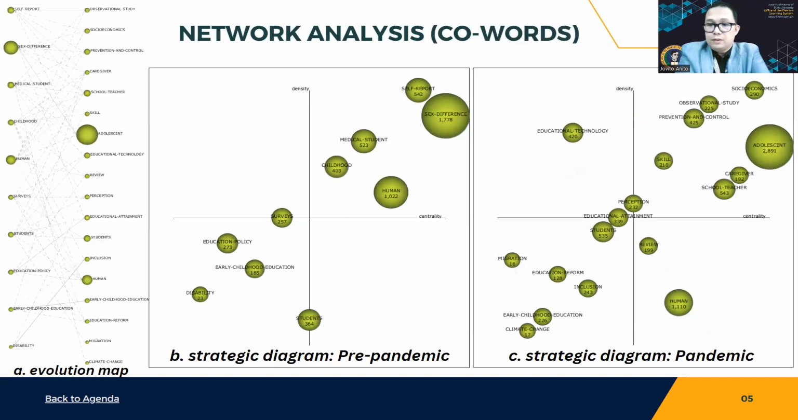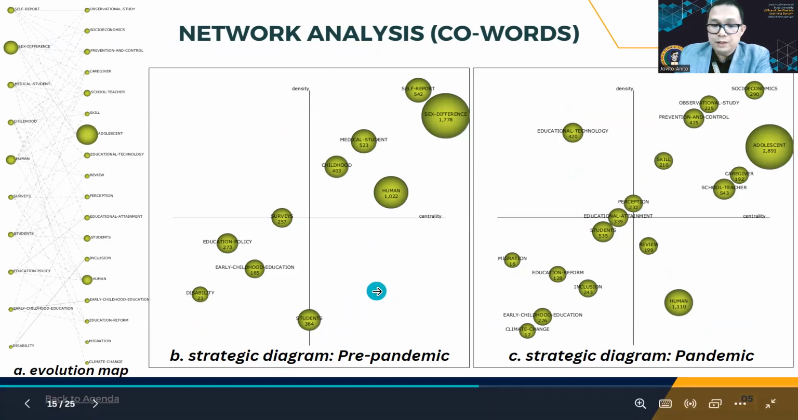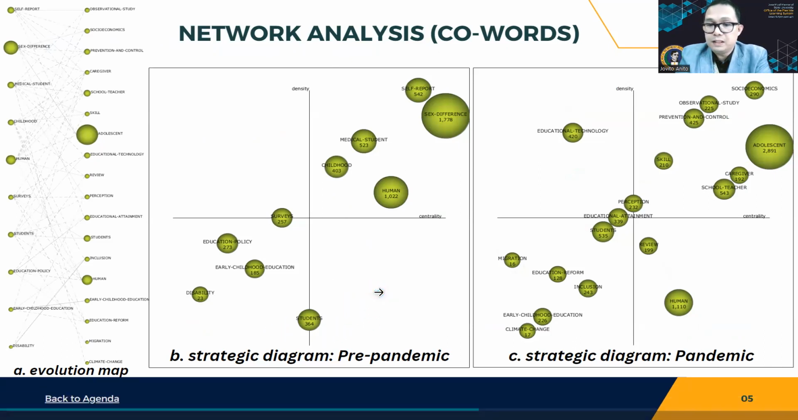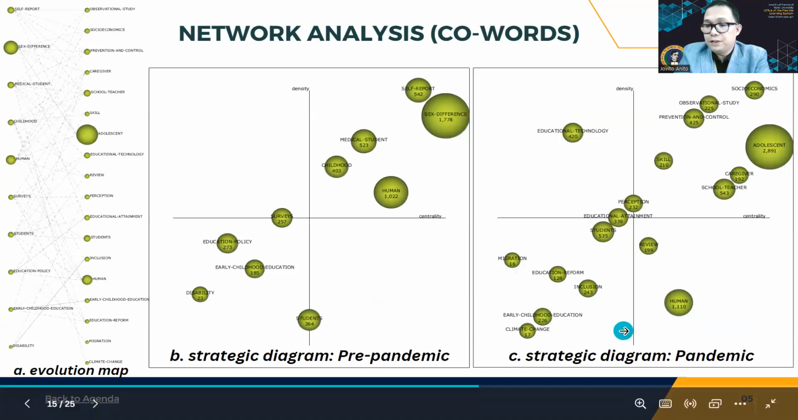Here is the result of the SciMat analysis, which basically looks at the structure and the dynamics of domains or themes in SDG 4 research. So we have here a visualization of the different domains or the different topics. In figure B, we have the strategic diagram before the pandemic, and figure C is the strategic diagram during the pandemic.